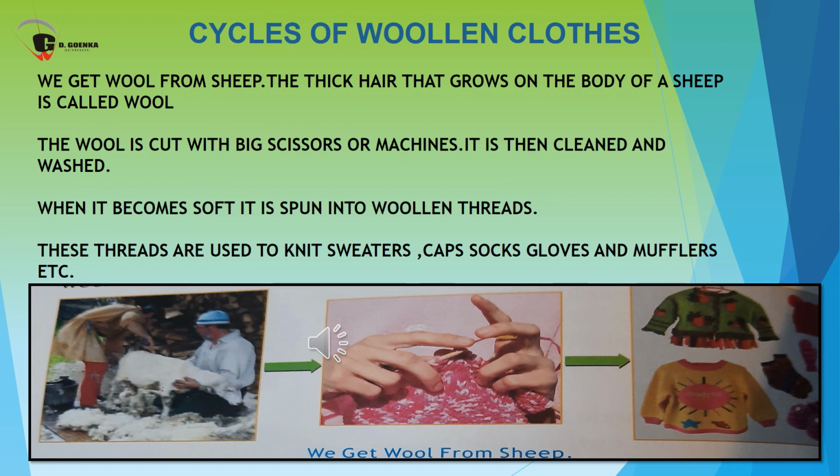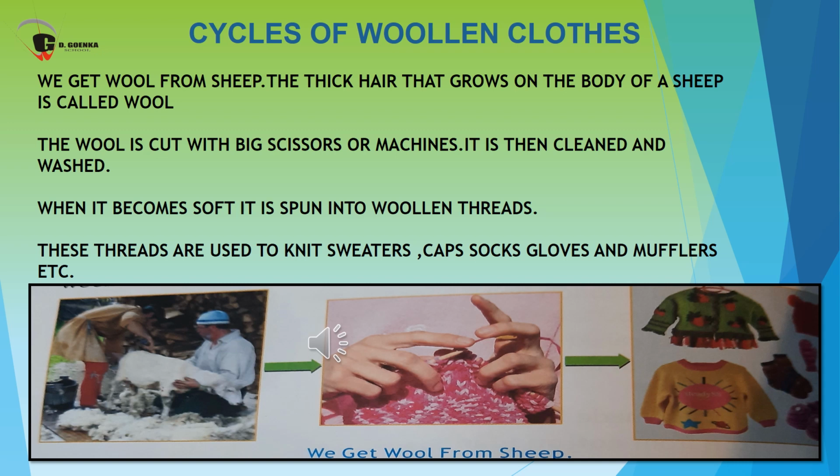Cycle of woolen clothes. How woolen clothes are made. We get wool from sheep. The thick hair that grows on the body of a sheep is called wool. So dear children, it's very clear that we get wool from a sheep.